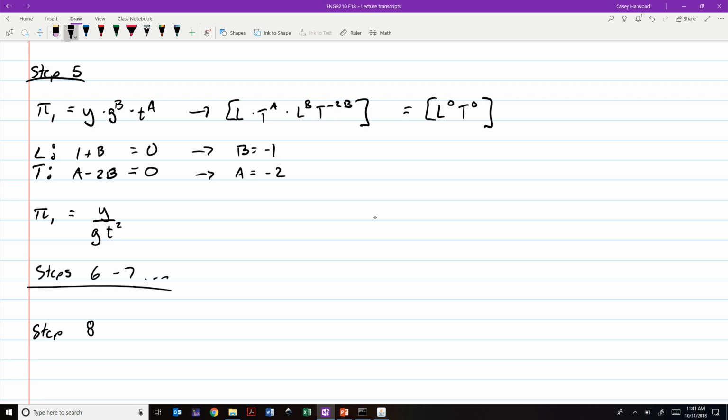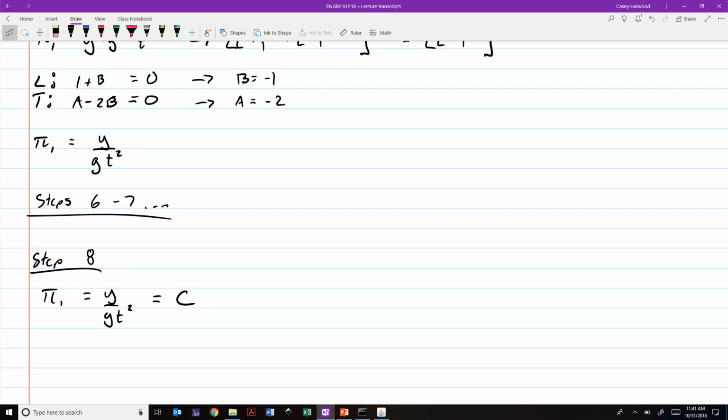Step 8 now is to say pi 1 equal to y over g t squared is equal to a constant. All right. So the point is how would we use this? How would this actually help us? If we were to go out and take an object, put it in a vacuum chamber, drop it, measure how far it fell, time how long it took to fall that distance.